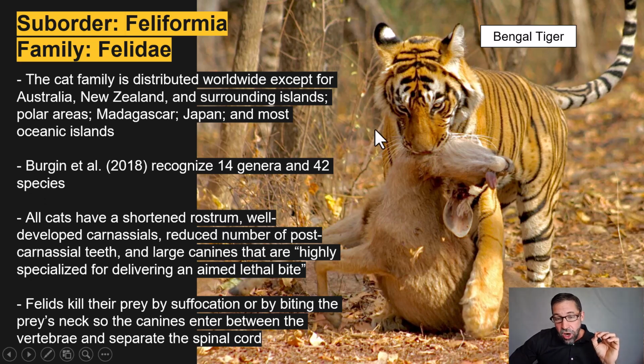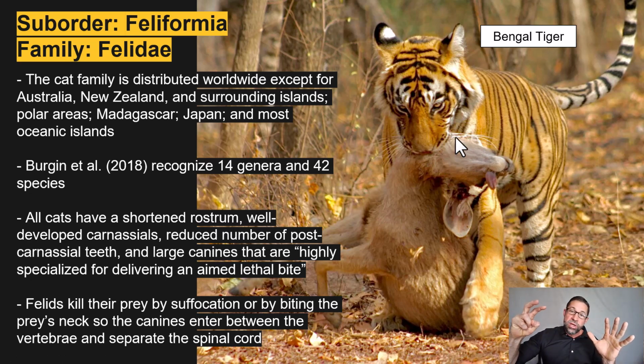So cats are typically going to kill by crushing the trachea and suffocating the animal, as shown here by this beautiful Bengal tiger. Or they're going to deliver a bite to the base of the skull and sever the spinal cord. Felid cheek teeth are blade-like and adapted for seizing and slicing meat from prey rather than for crushing bones, as we see in the hyenas and the canids.